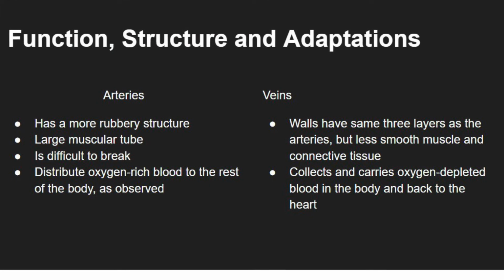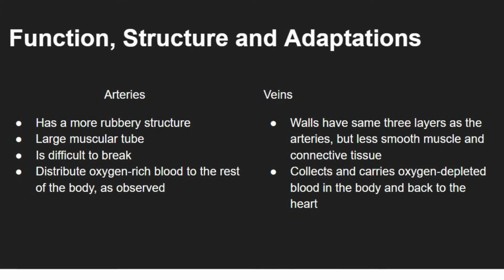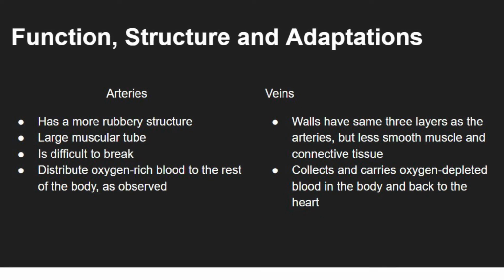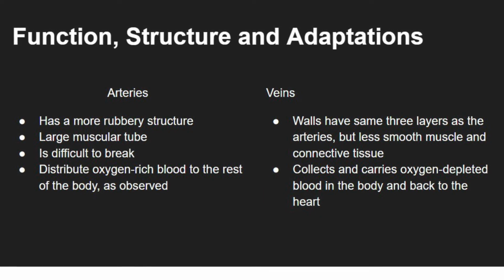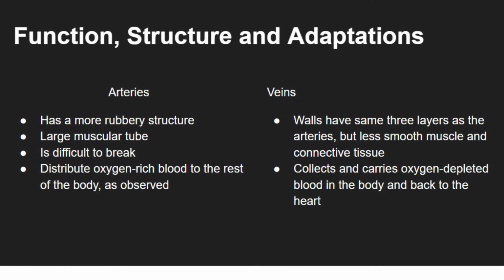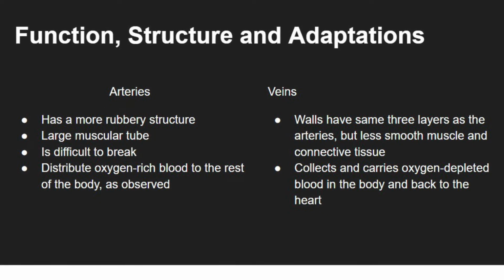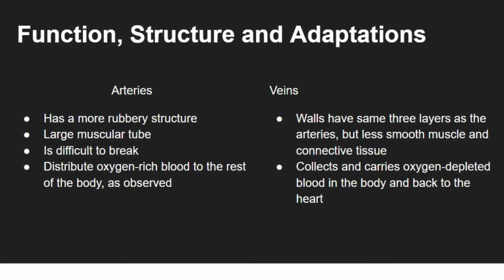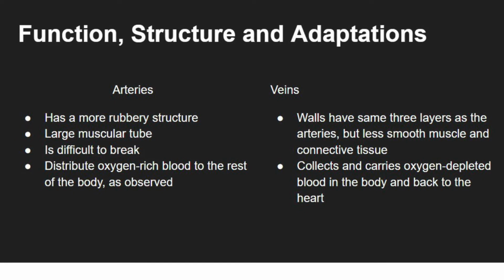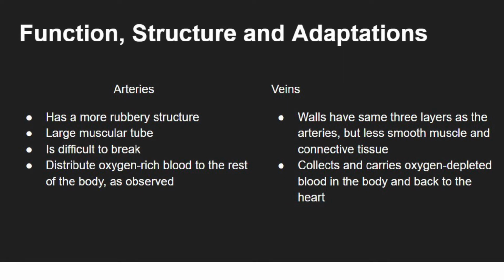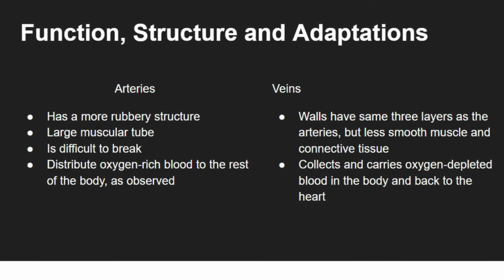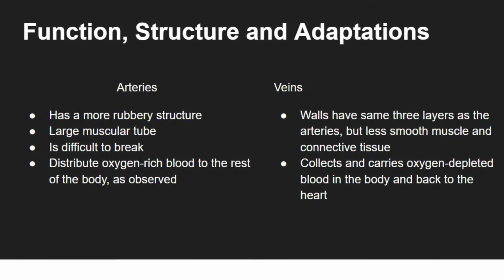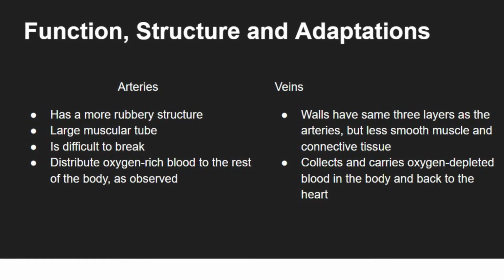Now, arteries and veins. They both have different functions, structures, and adaptations. Arteries have a more rubbery structure, as observed. It is a large muscular tube and is very difficult to break. It distributes oxygen-rich blood to the rest of the body. Veins, on the other hand, have walls with the same three layers as the arteries, but less smooth muscle and connective tissue. They collect and carry oxygen-depleted blood in the body back to the heart.